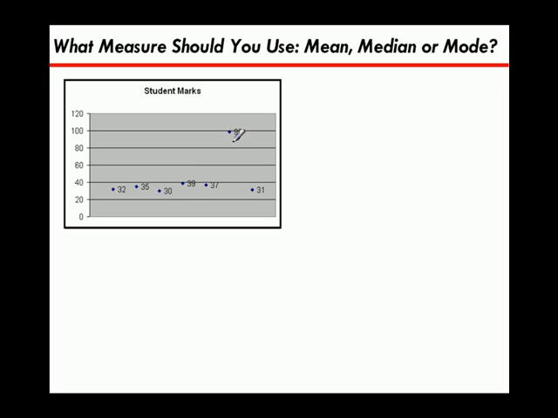But somebody is having a fantastic time in the class. They have a mark of 99. This guy that's way far away from the other dots is what's called an outlier. And outliers are data points that really don't fit in with the rest of the pack. But let's see how this changes the mean.